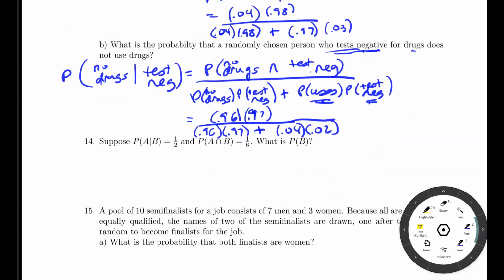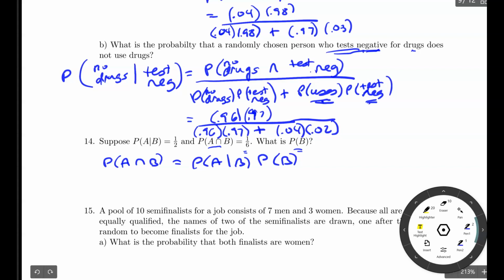All right, so here we go. So probability of A given B is 1/2. And probability of A and B is 1/6. So what's the probability of B? Well, probability of A and B is the same thing as saying probability of A given B times the probability of B that's happening. So I know that this here is 1/6. I know this is 1/2. So I can figure out that this is 2/6 or 1/3 is probability of B.